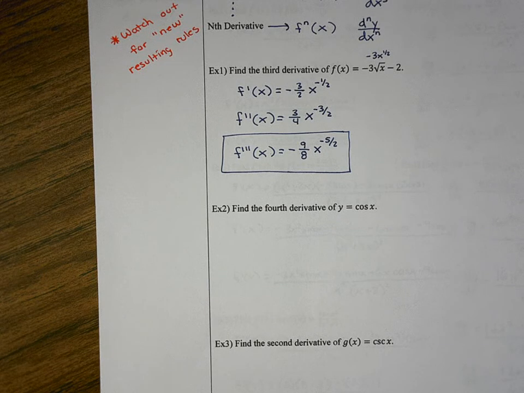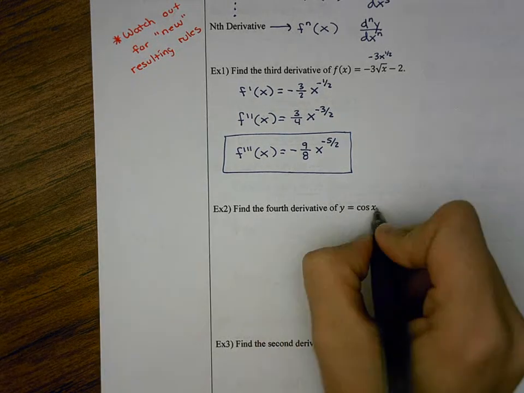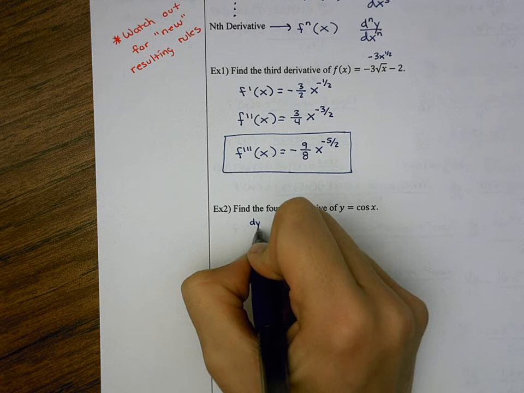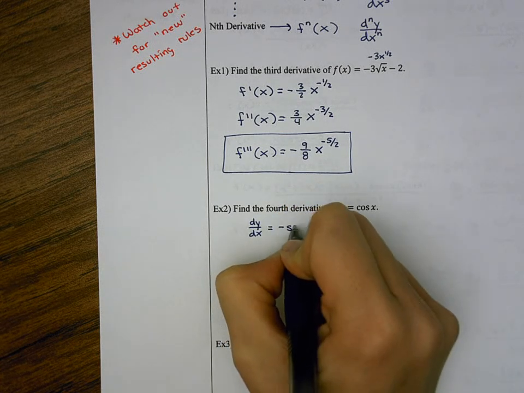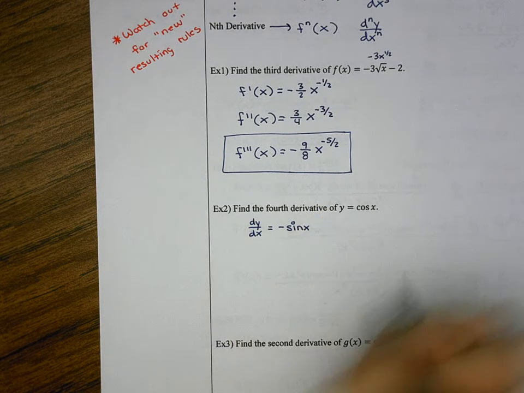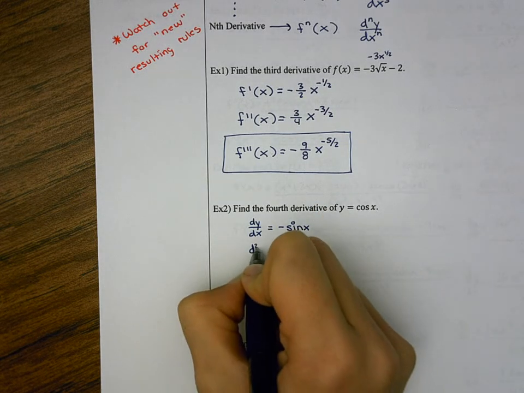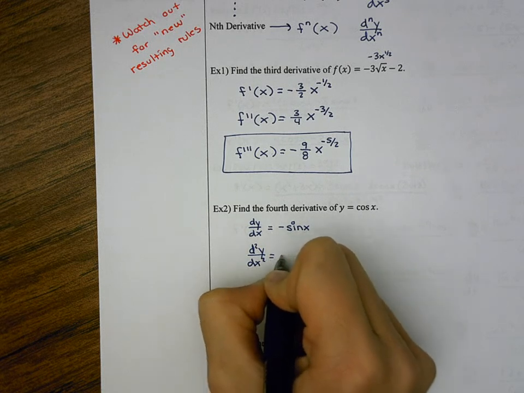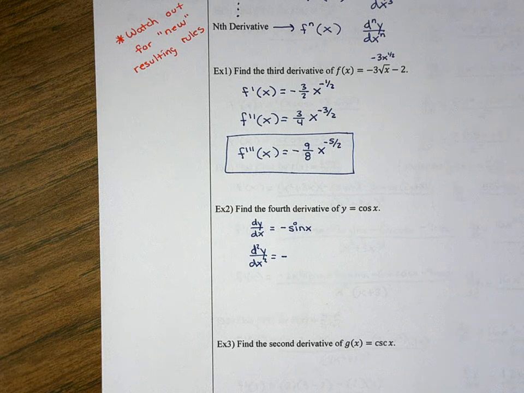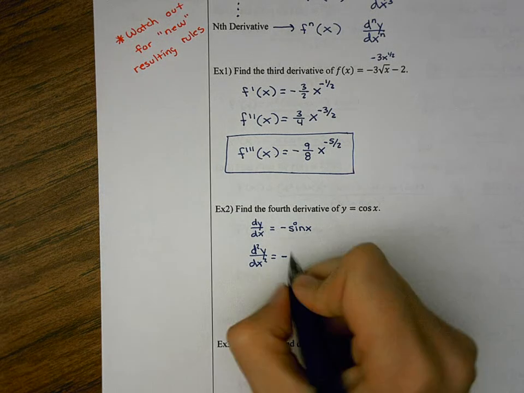Okay, fourth derivative here. We have y equals cosine x. So what's my first derivative? What's the derivative of cosine? And that'd be negative sine. Okay, second derivative then. We have negative as a coefficient, so it's going to hang out. What's the derivative of sine? That would be cosine.